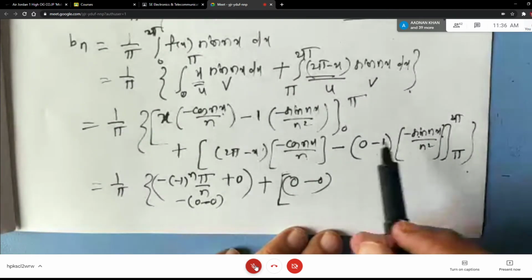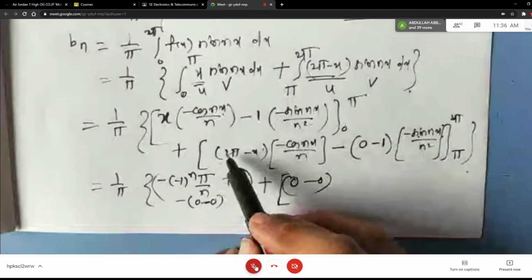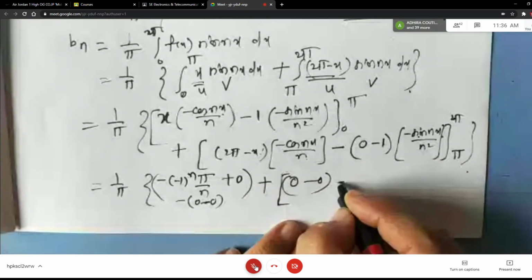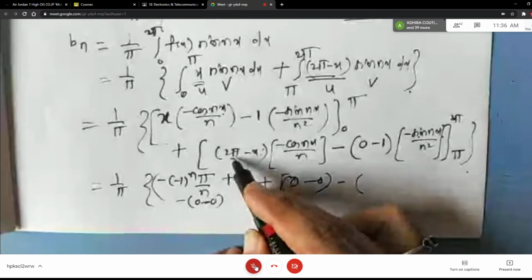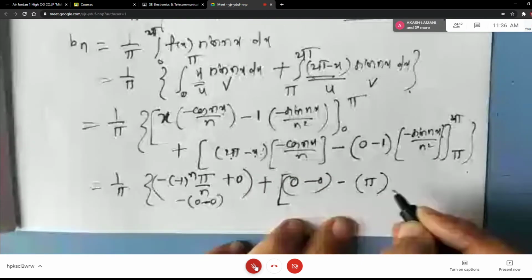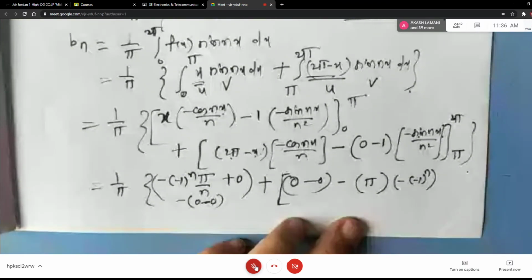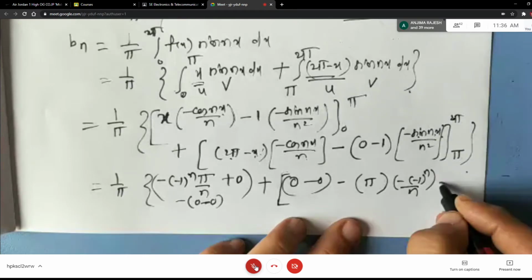Then lower limit is pi. 2 pi minus, this middle sign is minus, right? So it is 2 pi minus pi, which is pi. And this will be minus of minus 1 raised to n, correct, divided by n. And then sine of n pi is 0. So this term will become 0.